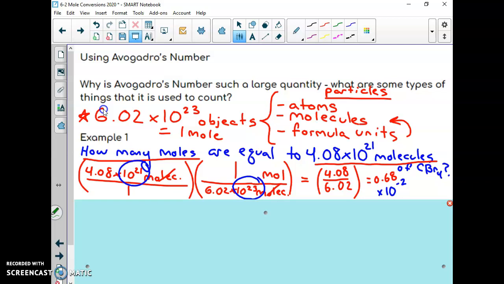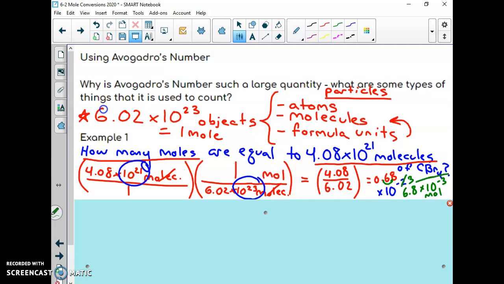0.68 isn't between 1 and 10, but if we move the decimal once, 6.8 is. We've gained a power of 10 here, well, we can't change the value of the overall number. So if I gain a power of 10 in the first part of my number, I'm going to lose a power of 10 in the second part. So we end up with 6.8 times 10 to the negative third moles of CBr4.